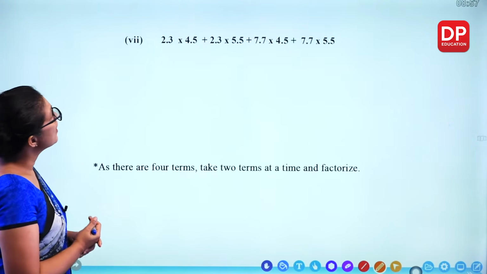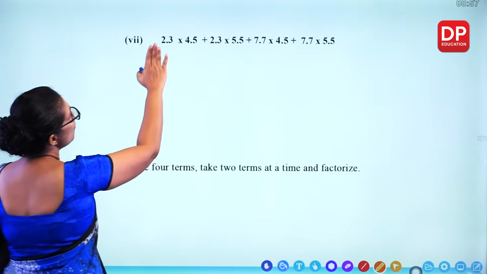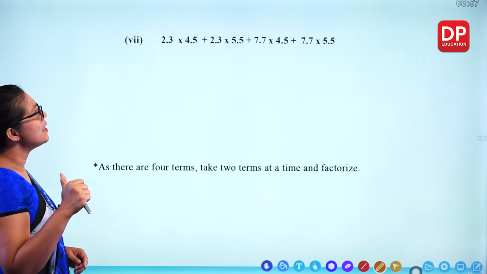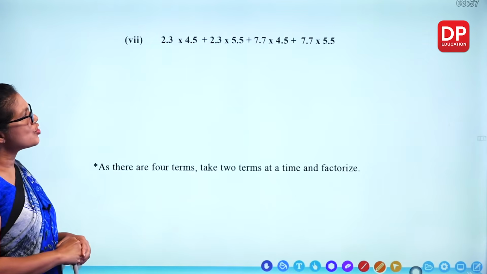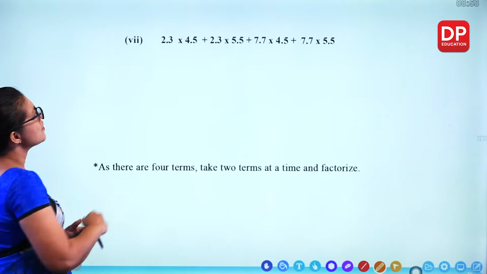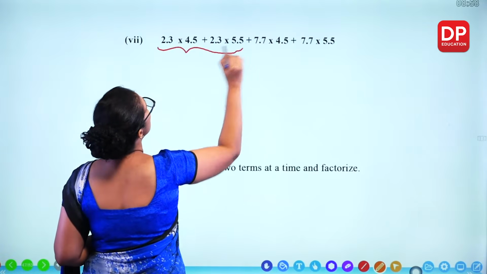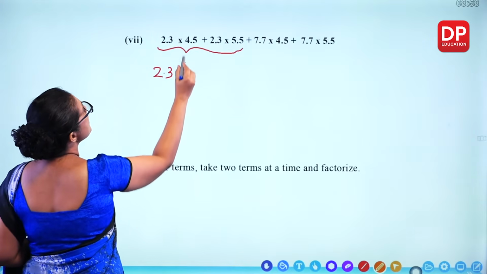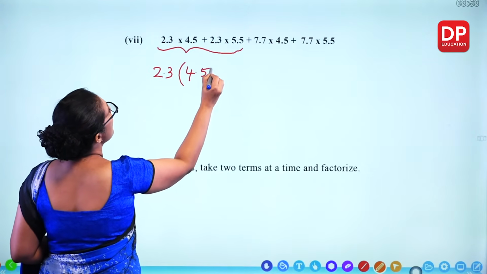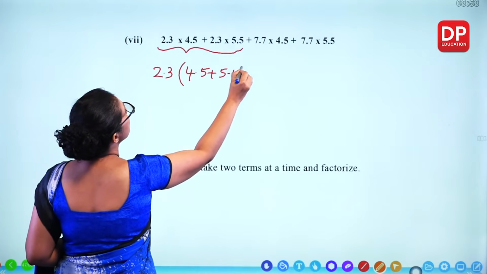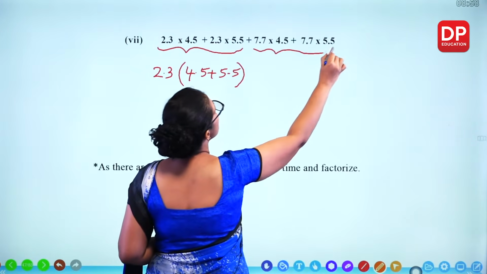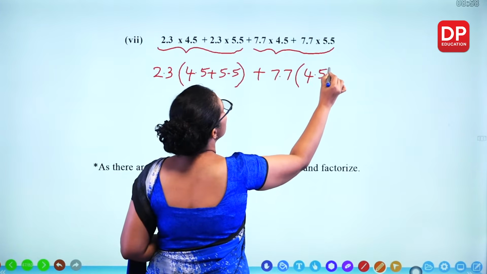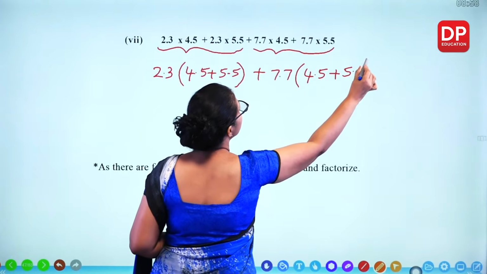Look at this one now. How many expressions do you get? 1, 2, 3, 4. Rule number 3: when you get 4 expressions, take 2 at a time and factorize. These two, what's the common one? 2.3 is common. Take it out. What's remaining? 4.5 and 5.5. When you take the last two, 7.7 is common. You get 4.5 and 5.5.